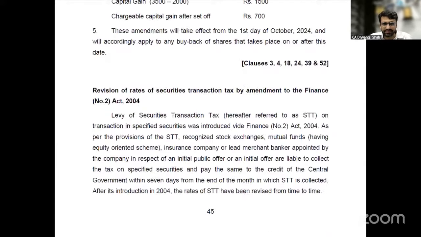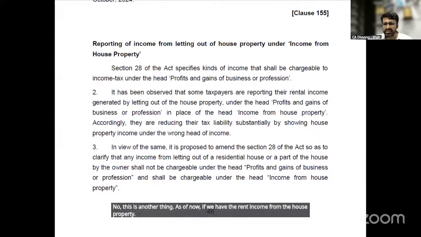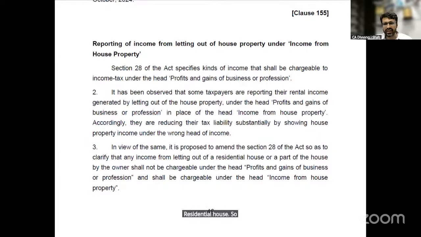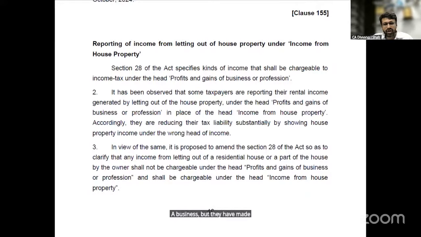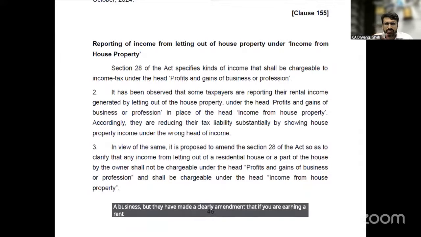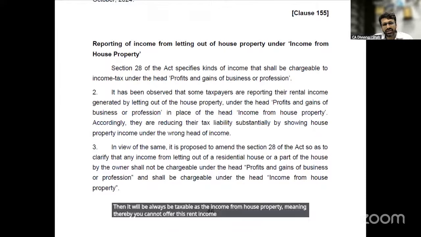Then moving to the next. Now this is another thing. As of now, if we have rent income from house property, a residential house, some assessees were offering the rent income from a residential house as business income, maybe because they are renting out lots of house properties and that's why considering it as business. But they have made a clear amendment that if you are earning rent income from a residential house, not commercial, then it will always be taxable as income from house property, meaning thereby you cannot offer this rent income under the other heads.